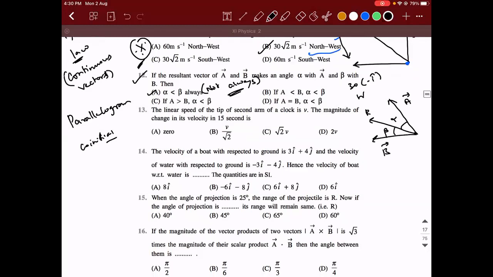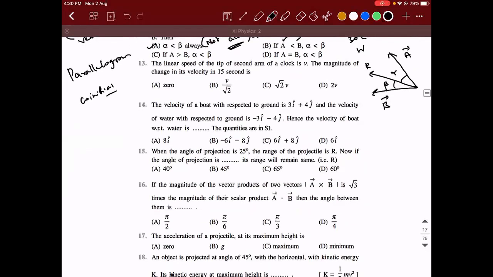But if I look at B, it is telling us that if the magnitude of A is less than the magnitude of B, then alpha is less than beta. I would like to tell you a theory, guys. Let's say there is a force of 5 Newton acting like this and 10 Newton acting like this. The resultant is there, no? The resultant will always be closer to the vector which has a greater magnitude. I repeat, the resultant is closer to the vector which has a greater magnitude.